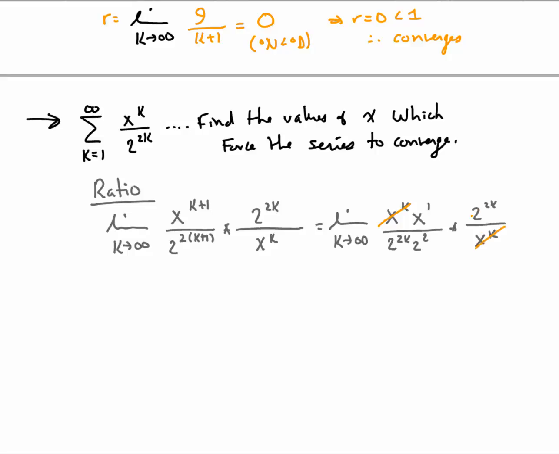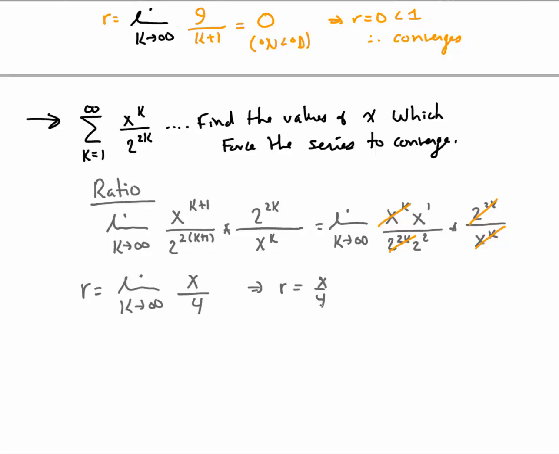So the x to the k's cancel, the 2 to the 2k's cancel, and it looks to me like we're left with the limit as k approaches infinity of x over 2 squared, which is x over 4. Now remember, this is my value for r. There's no k here, so this is just a constant. The limit of a constant is just a constant, so what I get here is that r is equal to x over 4.